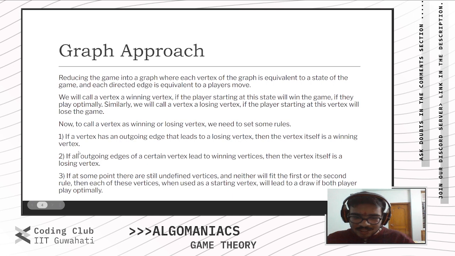The second rule is kind of the exact opposite of that. It says that you are at a vertex and any move you make from this vertex will put the second player in a winning position. That puts you in a losing position. So that's the second rule. And the third rule is: if at some point there are still undefined vertices that fit neither the first nor the second rule, then each of these vertices, when used as a starting vertex, will lead to a draw if both players play optimally.